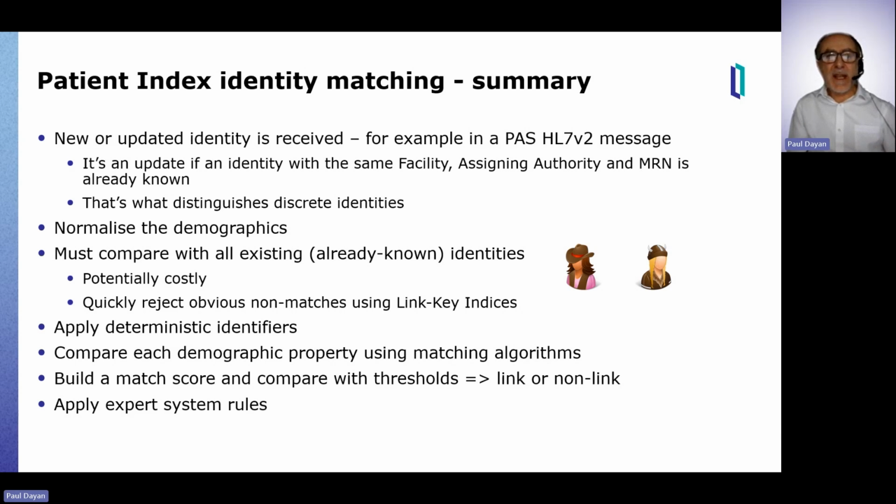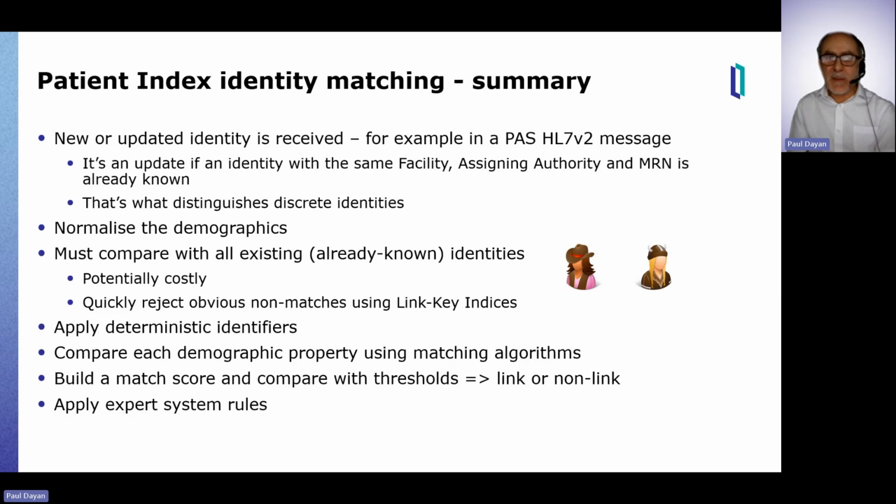Otherwise, Patient Index compares a list of demographics known as parameters between the two identities using intelligent algorithms. Each parameter comparison generates a matching score, and the scores are added up to make the link weight for the pair. If this exceeds a set threshold, the pair are assumed to match, so Patient Index links them.